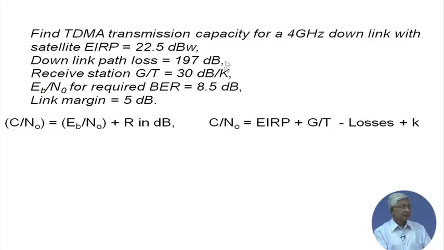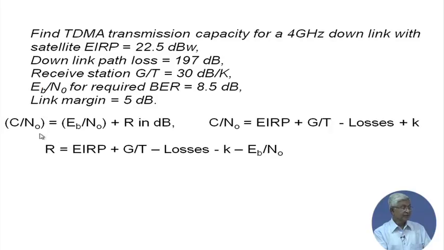Now, let us go back to the calculation. C by N naught is Eb by N naught plus R, that is transmission bit rate, in dB, or multiplied by R in ratio if C by N naught is in ratio. Now, C by N naught is equal to EIRP from the satellite, G by T of the receive station, minus the losses, downlink loss and miscellaneous loss, and then minus the Boltzmann constant, and if there is a link margin also, it has to be added. Then for the transmission bit rate, C by N naught is replaced by Eb by N naught and R, and Eb by N naught is taken to the right hand side.